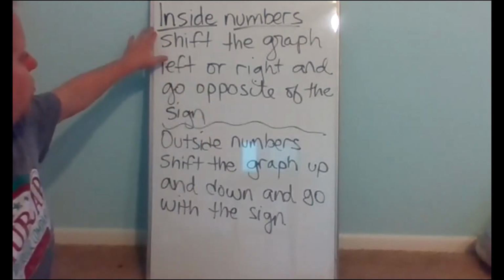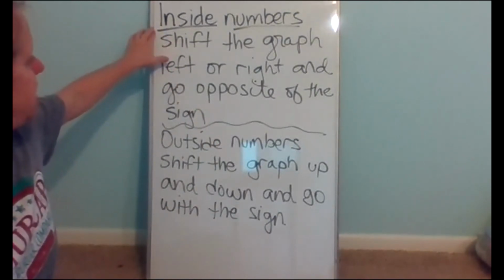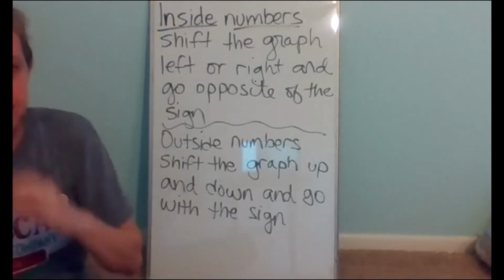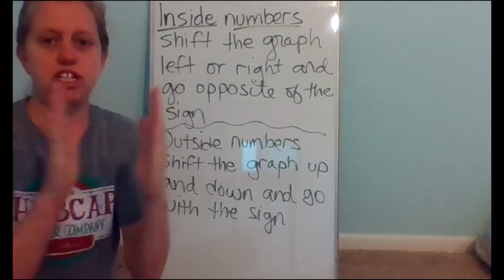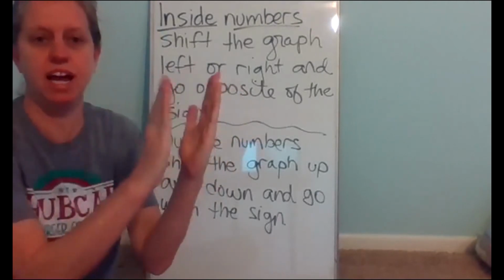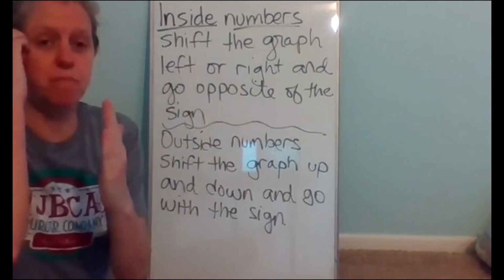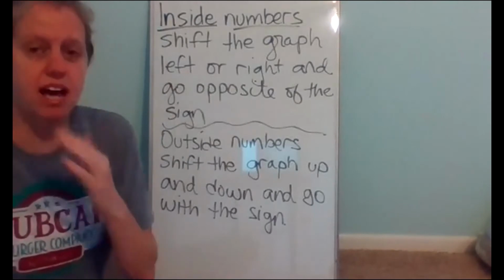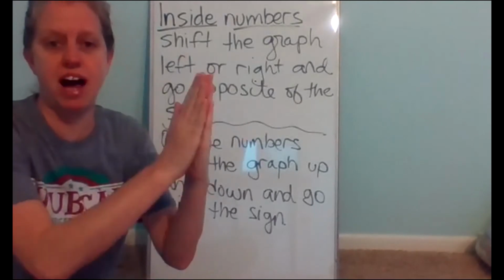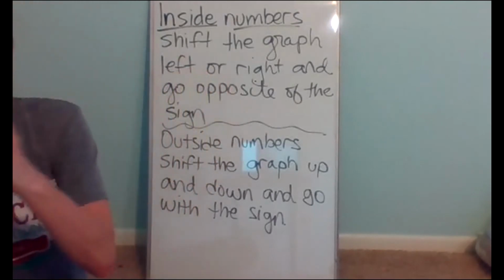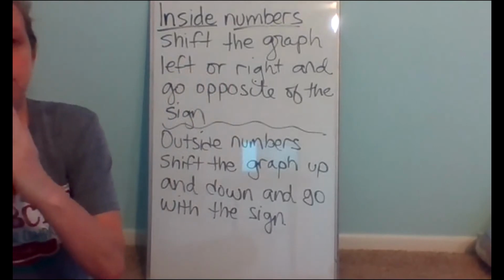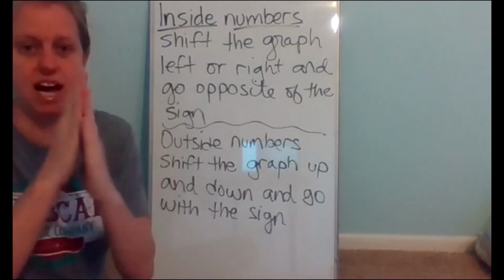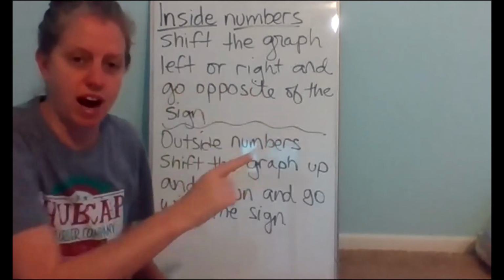Okay, so what this says is that the inside numbers, and we'll talk about what inside means in just a second, are going to shift the graph horizontally, left and right. And I'm saying it goes opposite of the sign because if it's like a +5, it actually shifts it to the left. If it was a -5 on the inside, it would shift it to the right.